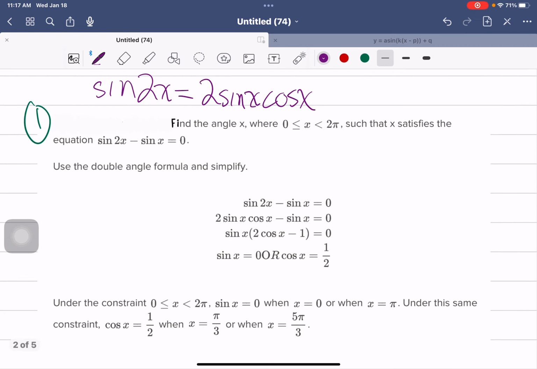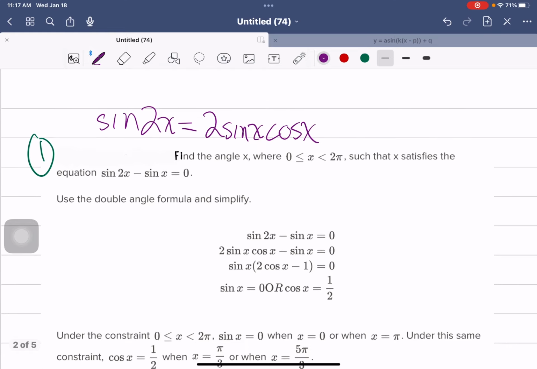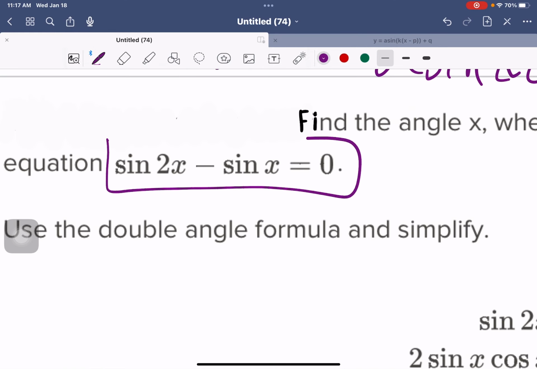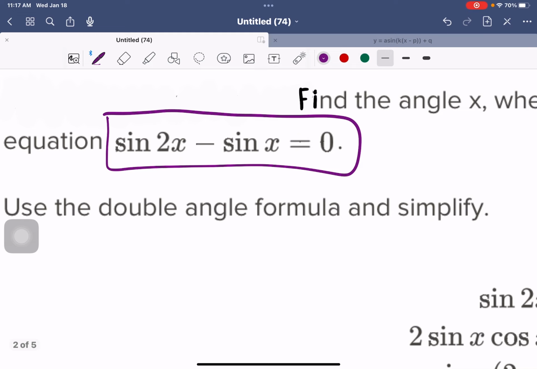So here's the equation that we're needing to solve right here. And we want all the different angles between 0 and 2 pi that satisfy that equation. What I want you to notice here is that this is 2x and this is x. You can never solve a trig equation unless the angle is the same. In other words, if this one here is 2x, this would also have to be 2x, given this form. Or if this was x, this would also have to be x. They have to have the same angle.